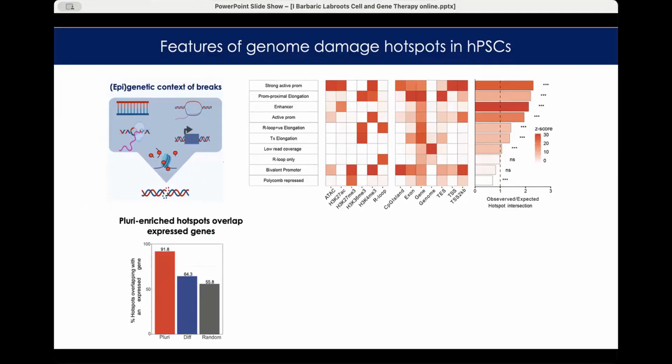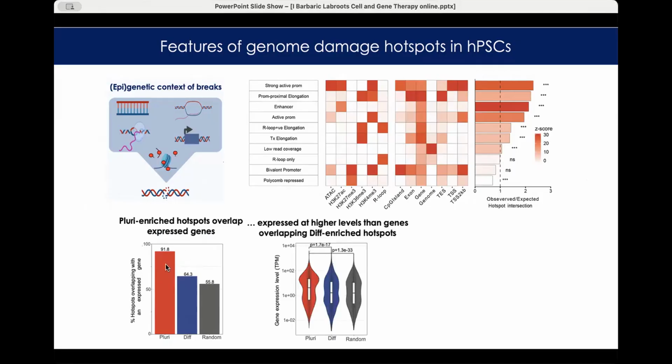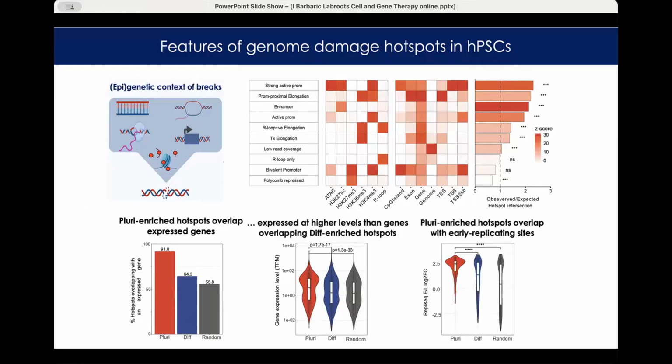Specifically regarding transcription, we do see that pluripotent enriched hotspots overlap pretty much entirely expressed genes, and that those expressed genes are in fact expressed at higher levels than genes that are overlapping differentiation enriched hotspots. And finally, these pluripotent enriched hotspots also overlap early replicating sites.